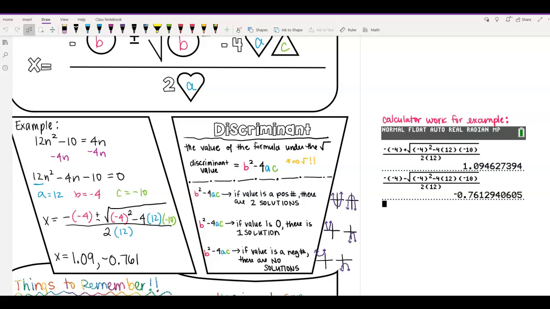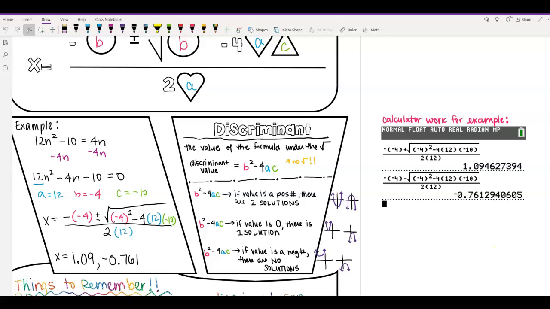So again, when you're doing the discriminant problems, you need to think about, do they want just the number or the value, or do they want to know how many solutions there's going to be? Okay, and you're going to type that part in your calculator too. B squared minus 4ac, again, with your parentheses and everything. Don't make that overly complicated.